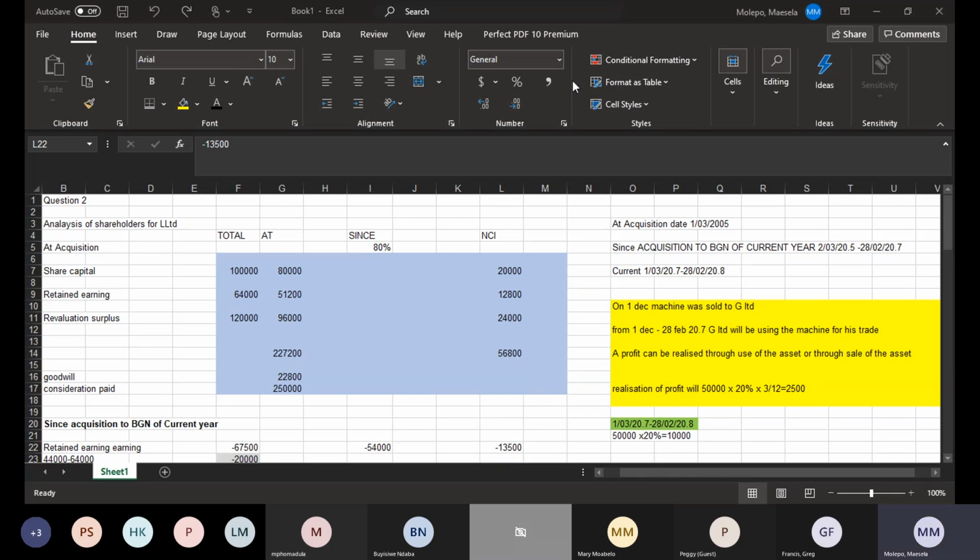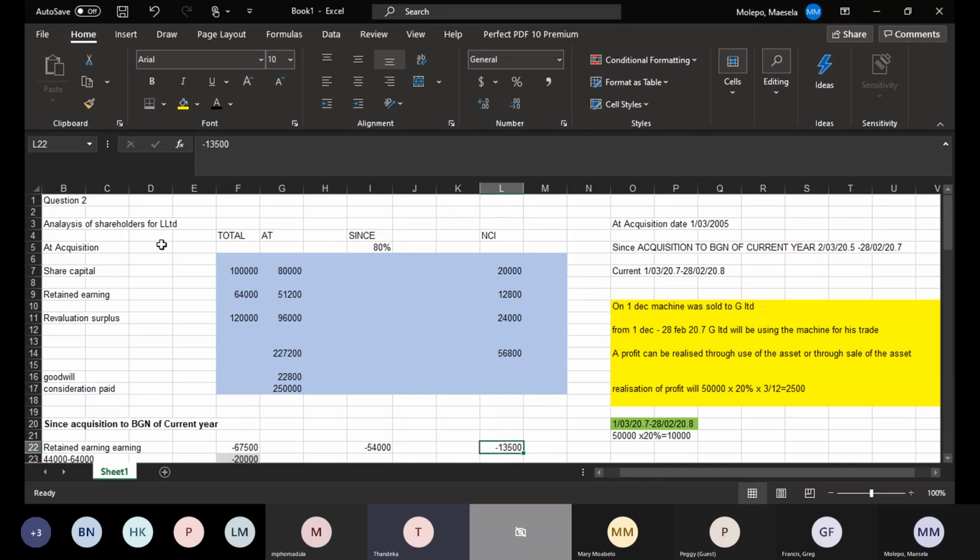Any question? Hi, Mr. Molepo. Yeah, Bo. I have a question in terms of a scenario where the current asset would have been sold in the current year. The current asset. Yes. The one which is depreciable or non-depreciable. The depreciable one. How would we record that? Okay. Because I realized that we did record the 10,000, but yeah.